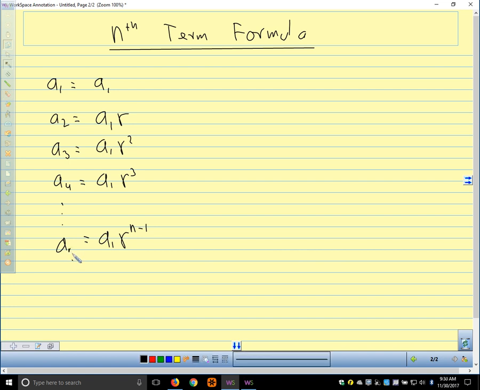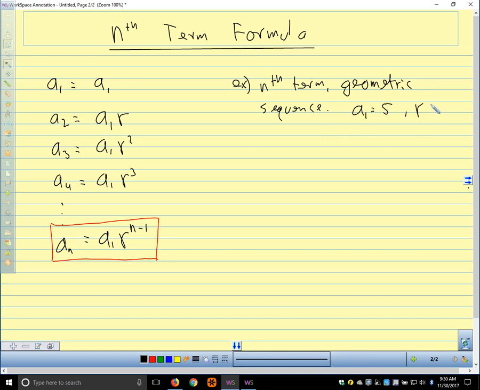And there's our nth term formula. Very, very similar to our nth term formula for arithmetic sequences, but we're multiplying instead of adding. Let's look at a couple of examples here. Let's find the nth term. We have a geometric sequence, and our first term is 5, and r equals 2.